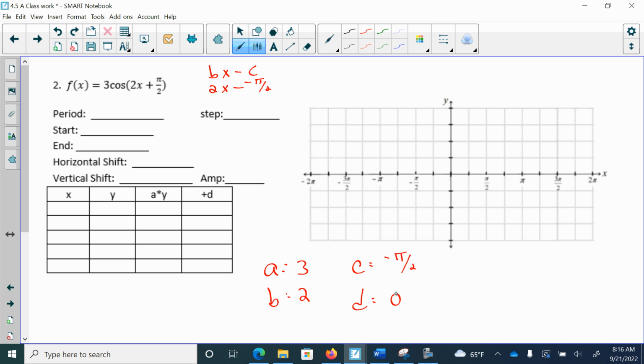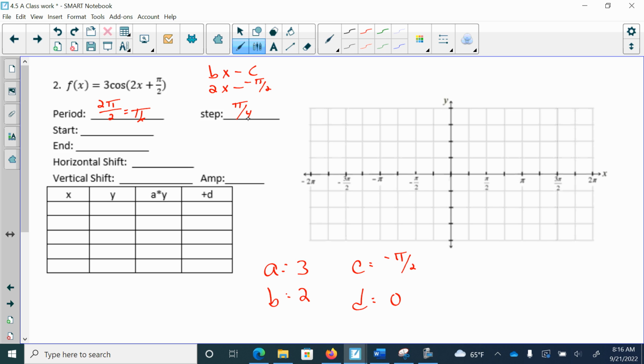Now when I find my period, I am going to take 2 pi and divide it by my b, which in this case is 2, and I'm going to end up with a period of pi. To find my step, I take this new period and divide it by 4, so that's just going to be written as pi over 4.